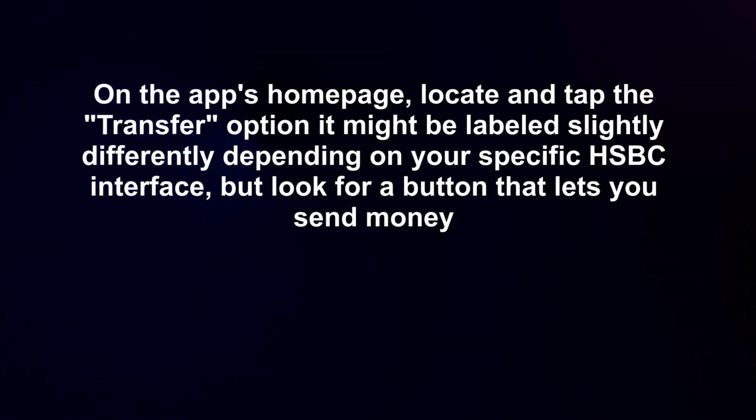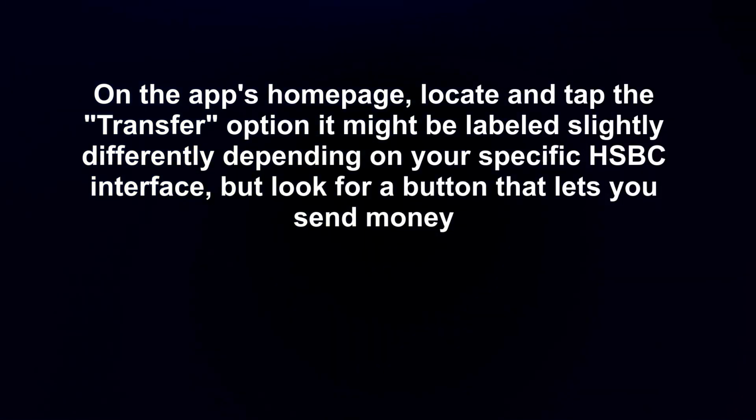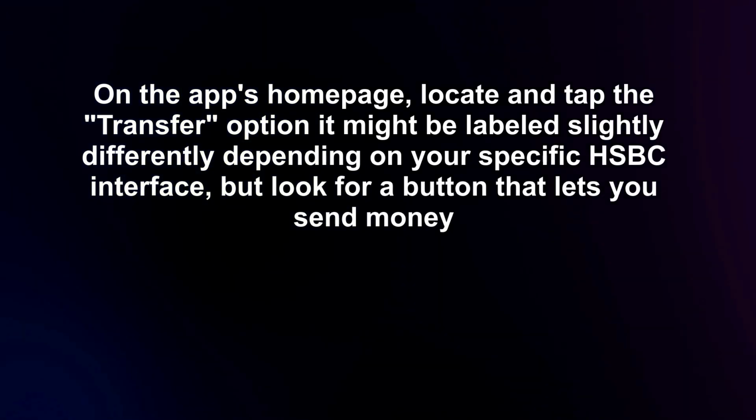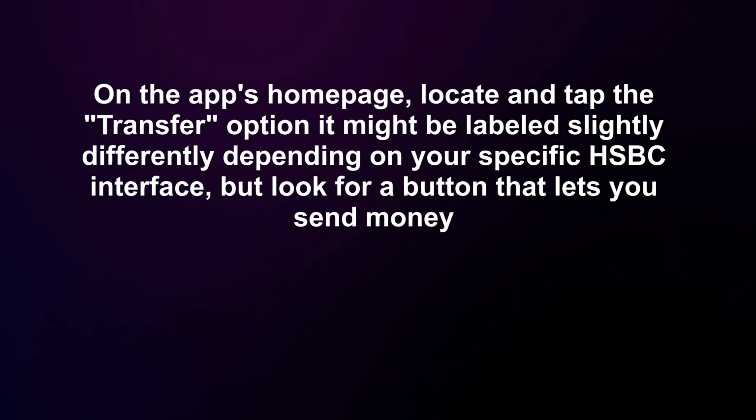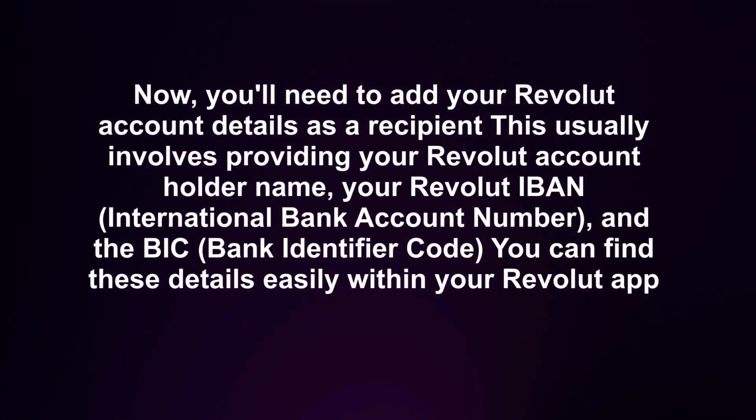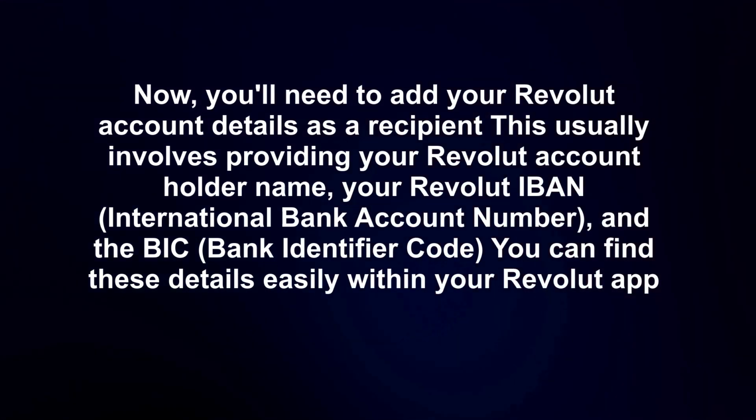On the app's homepage, locate and tap the transfer option. It might be labeled slightly differently depending on your specific HSBC interface, but look for a button that lets you send money. Now, you'll need to add your Revolut account details.